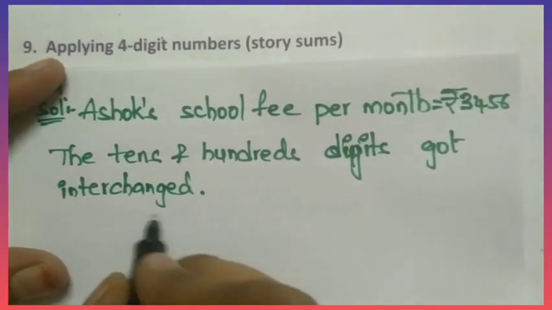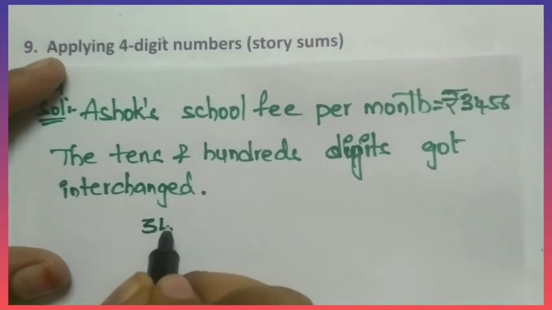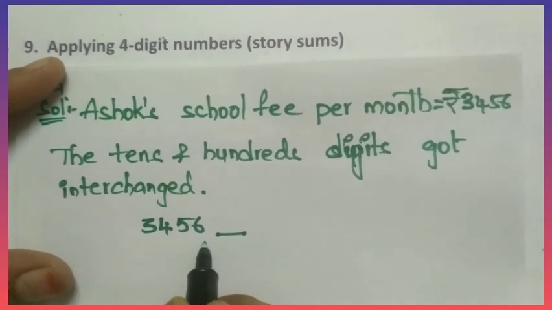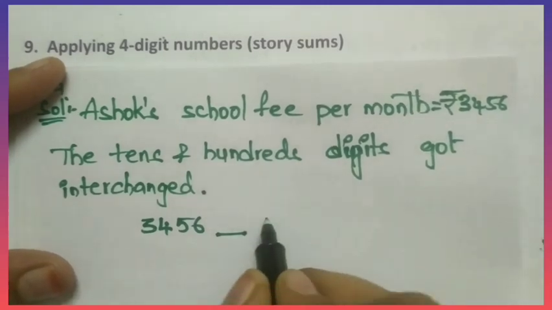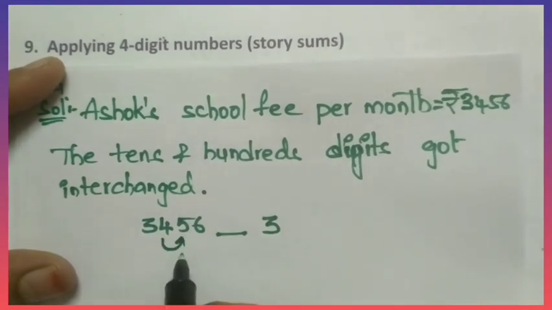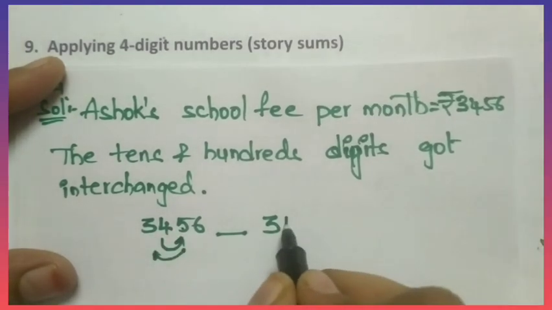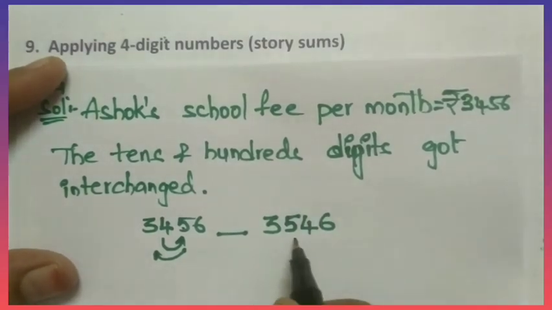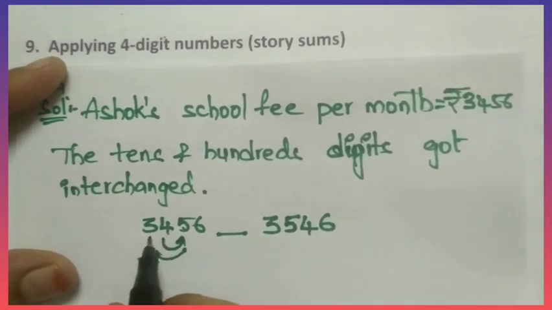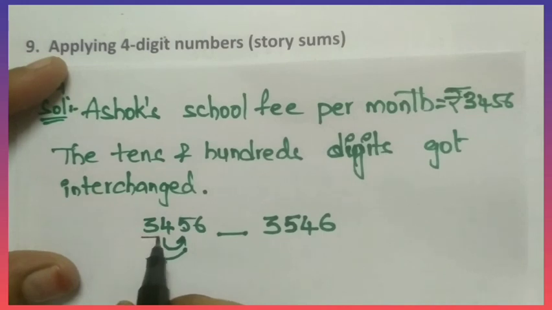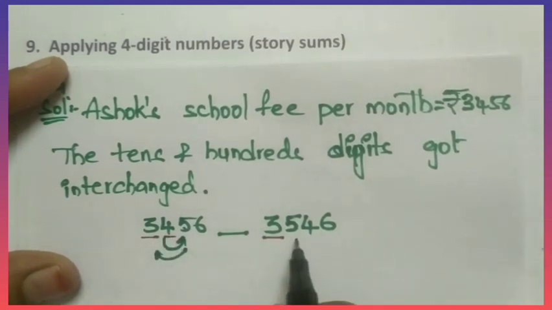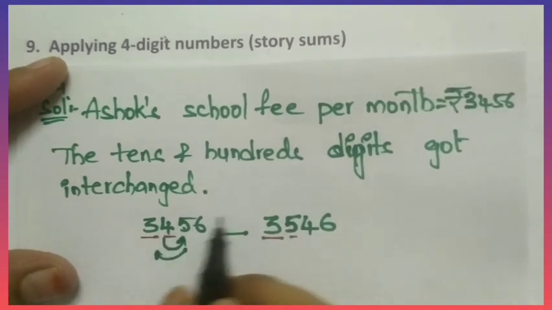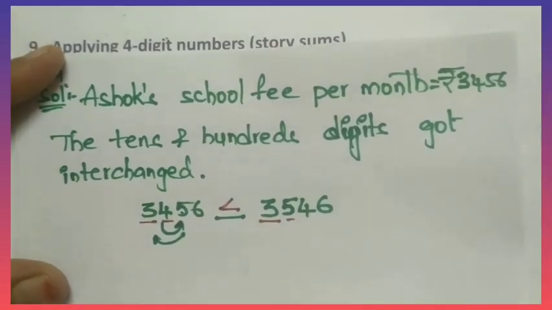So what is the number here? The actual fee is 3456, but his father paid a different amount. These two digits got interchanged, so we'll get 3546. His father paid 3546. So here, compare these numbers. Thousands place, 3 and 3, both are the same. Now 4 and 5. In this 4 and 5, which one is smaller? Yes, 4 is less than 5. So we'll get the less than symbol. 4 is less than 5.